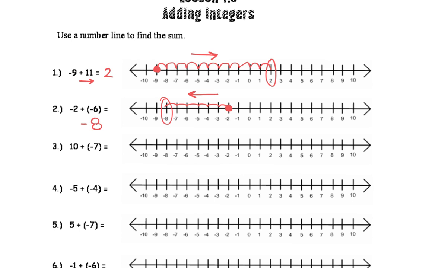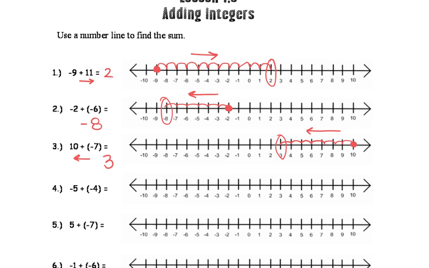Let's try some more. Number 3, I'm going to start at 10, positive 10. And again, I'm adding a negative. So even though adding normally moves to the right, since it's a negative, it switches around, and I'm actually going to move to the left 7 spots, okay? And notice how I'm always putting an arrow at the top to show which direction I'm moving. When you do these problems, I want you to put that arrow to show which direction you're moving as well. And so I end up at +3.